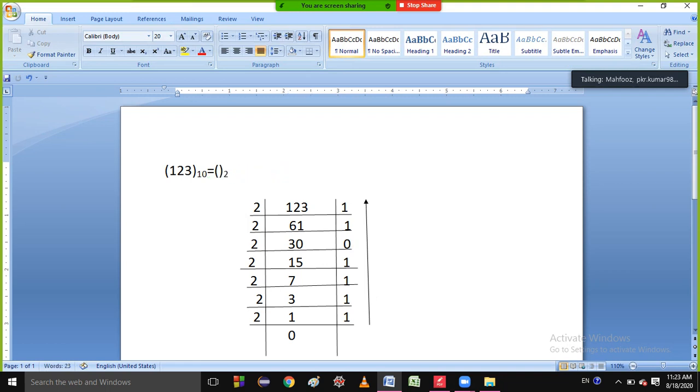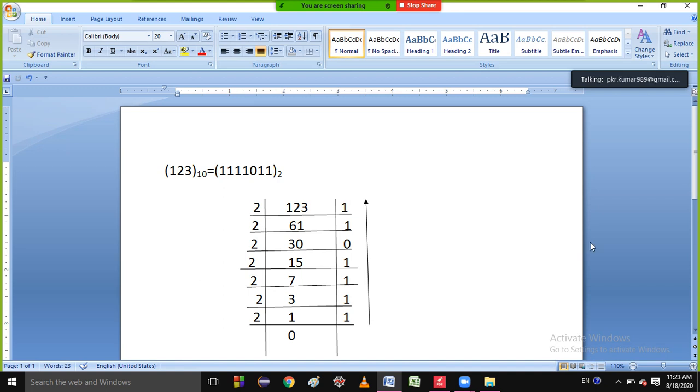Tell me the answer. The answer will be 1 1 1 1, four times 1, then 0, then double 1. So this is the answer: four 1s, 0, double 1. Okay, students.